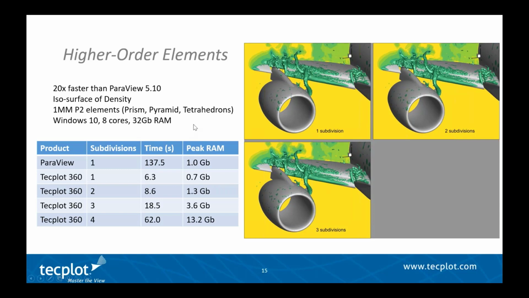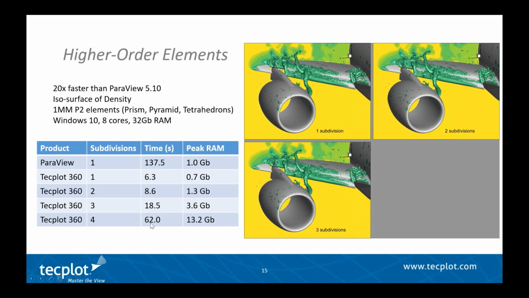We'll point out that the team's done a great job with performance here. We see that with this same data set compared to ParaView, we're 20 times faster at 1 level of subdivision. You can see the data here at one level of subdivision. To create this plot in ParaView took 137 seconds. In Tecplot 360, it took 6.3. And then all the way up to 4 levels of subdivision, we were still 2x faster.